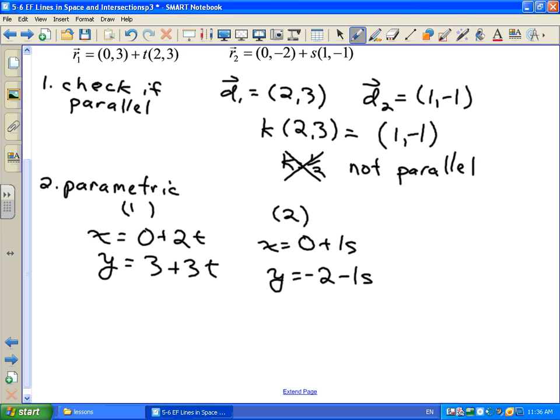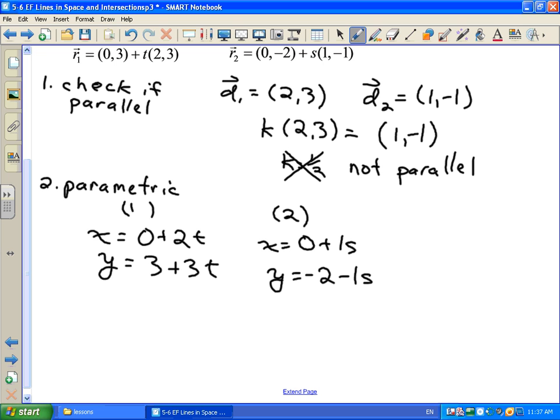So we've got our parametric equations. Now, if these intersect in a point, we're looking for an ordered pair, x and y. And this ordered pair, x and y, has to satisfy both equation 1 and equation 2. What that means is that this x here from 1 has to be the same as this x here. Same thing for the y's. This y has to be the same as the y from equation 2.